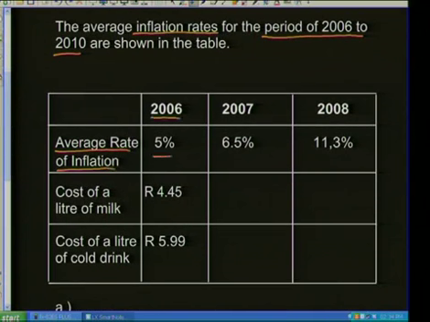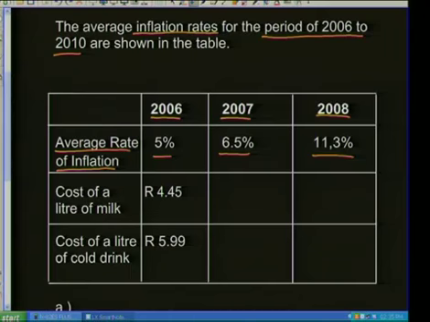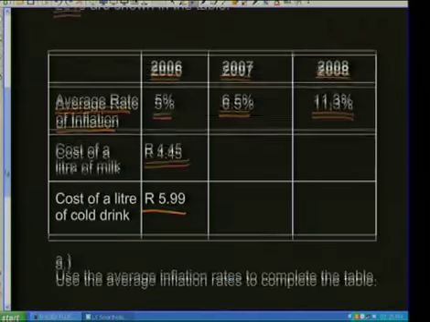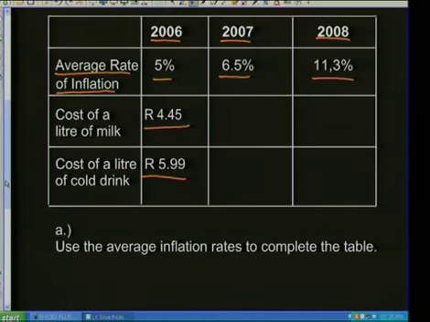In 2006 it was 5%. In 2007, 6.5%. In 2008, 11.3%. So you can see that changes. Now those are averages. So the cost of a litre of milk in 2006 was R4.45, and the cost of a litre of cold drink was R5.90. Now the question says, use the average inflation rates to complete the table.